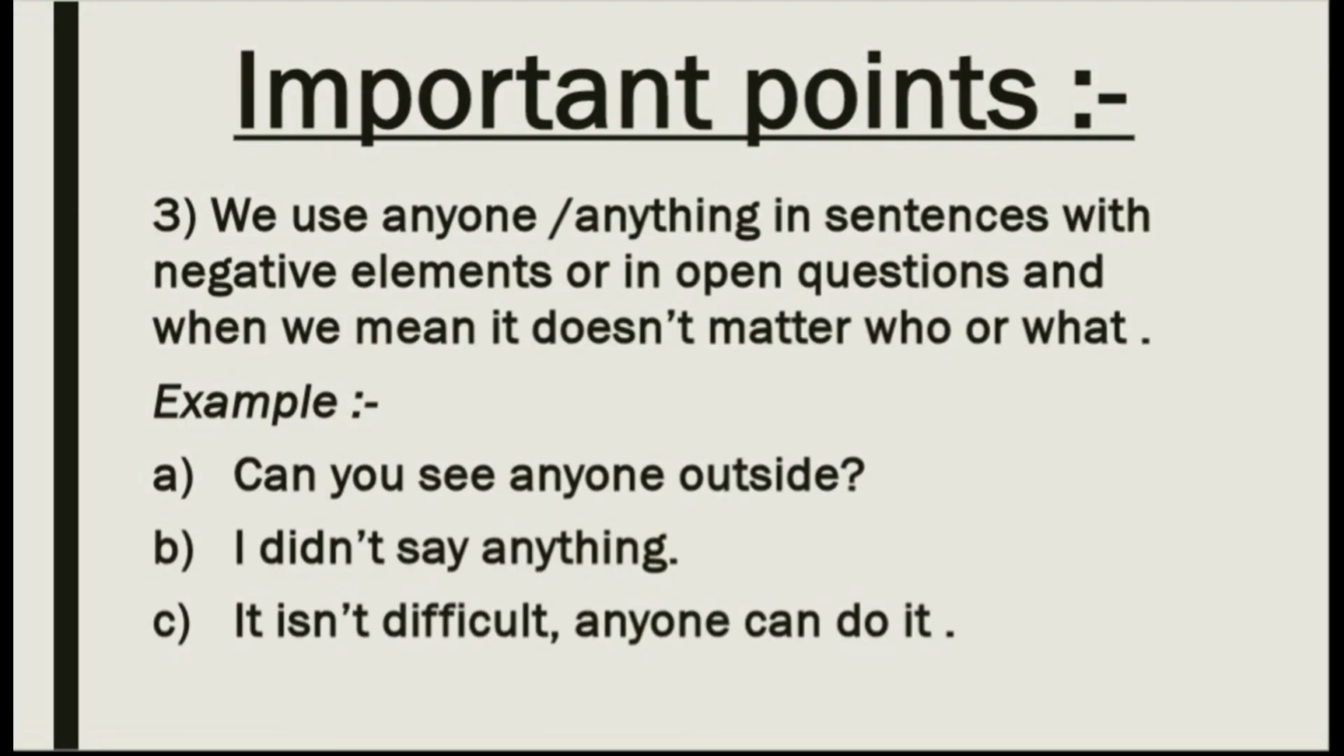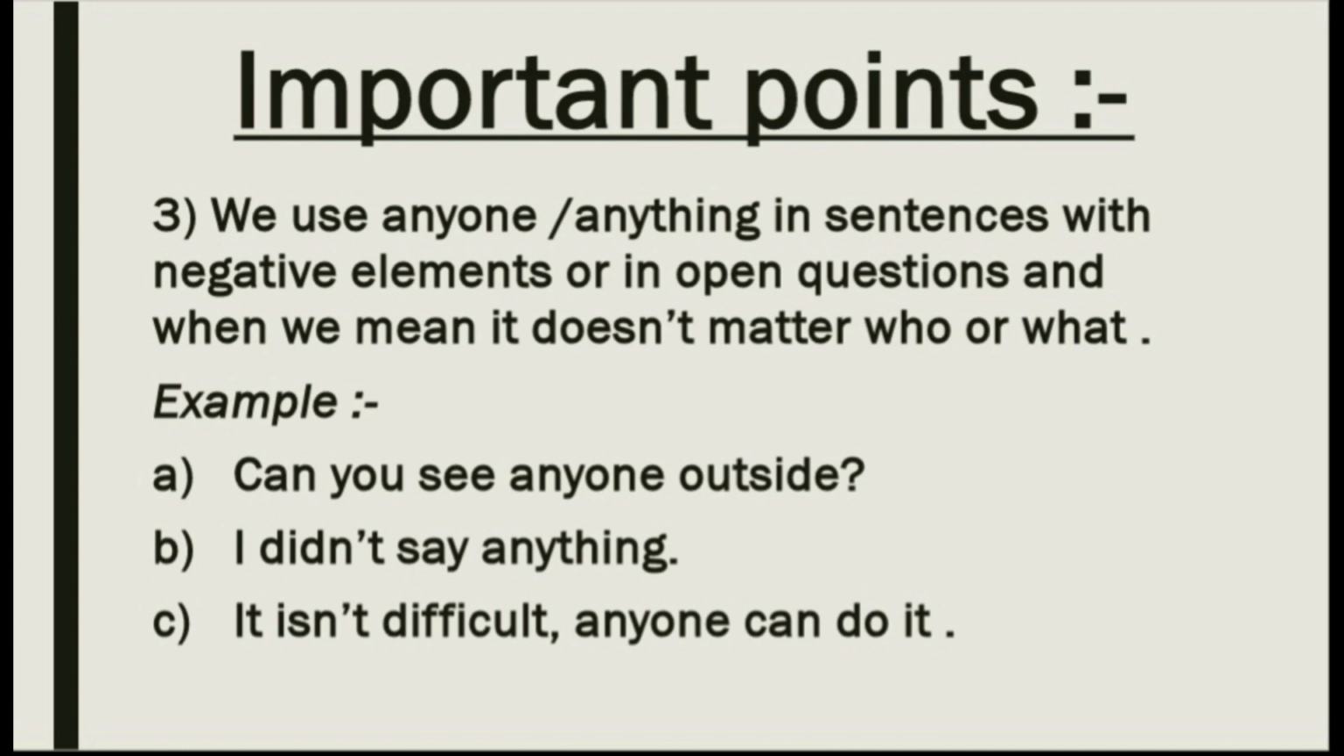The third and last point is, we use anyone or anything in sentences with a negative element. So we use anyone or anything in negative sentences, or in open questions, where our meaning is that it doesn't matter who or what. So in these two situations we will use anyone or anything. Have a look at these examples here.